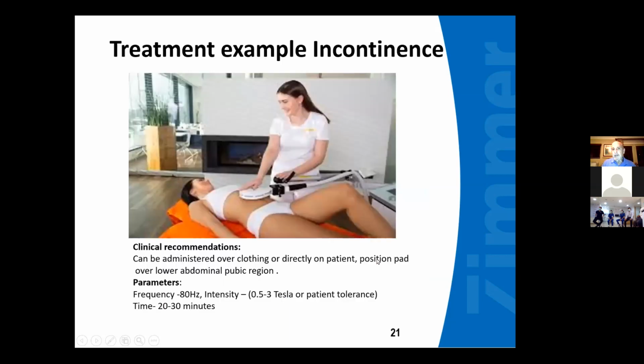And incontinence. Again, here's a patient in the supine position, off of the skin. Our electrode placement is over the lower abdominal pubic region. 80 hertz. Now, 0.5 to 3 Tesla. You're taking it to patient tolerance, and 20 to 30 minutes. There's an example of an incontinence treatment.